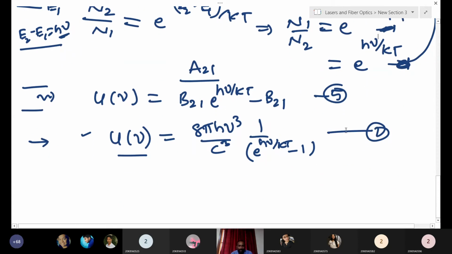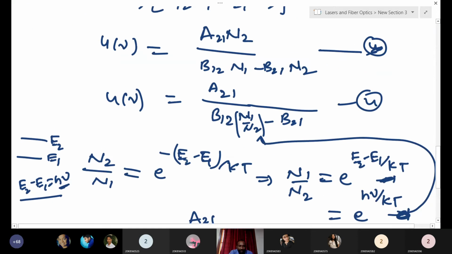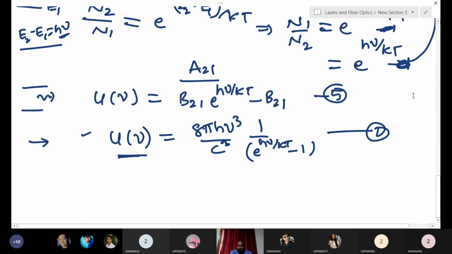So now you compare. This is also an energy density, and we derived this one also as an energy density. Equation 5 and equation 6 give the same result, the energy density as a function of frequency. So equate 5 and 6.